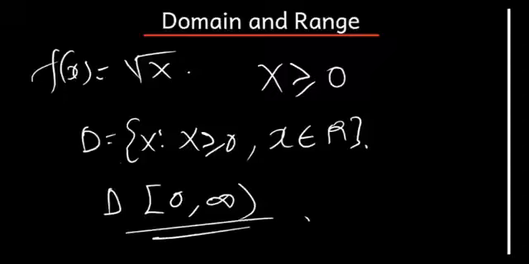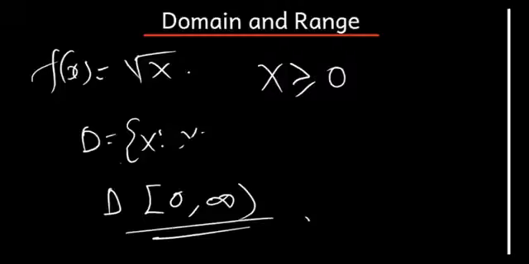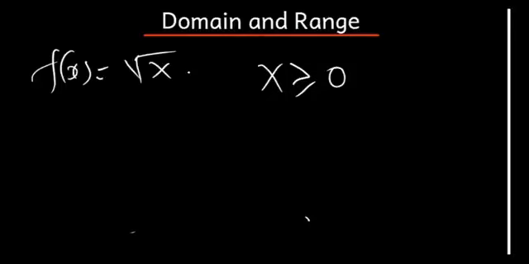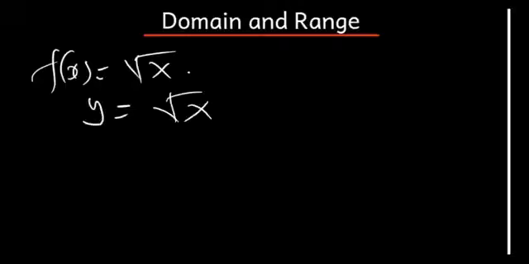Now to find the range, you need to find the inverse of this function. Finding the inverse, you know what to do. We are supposed to put y is equal to the root of x. We square both sides to remove the square root because we're trying to make x the subject of the formula. We're going to have y squared is equal to x.